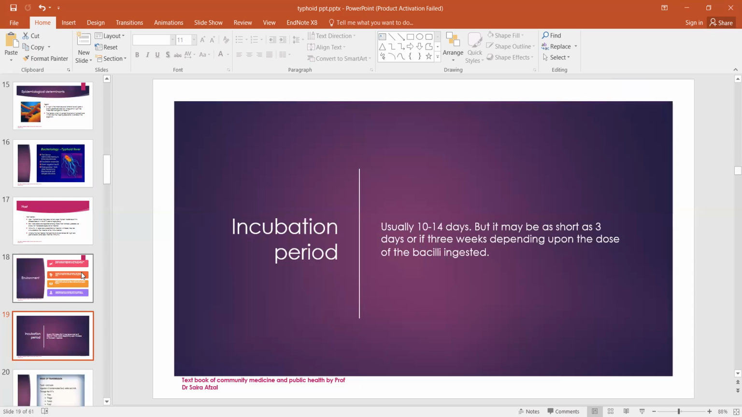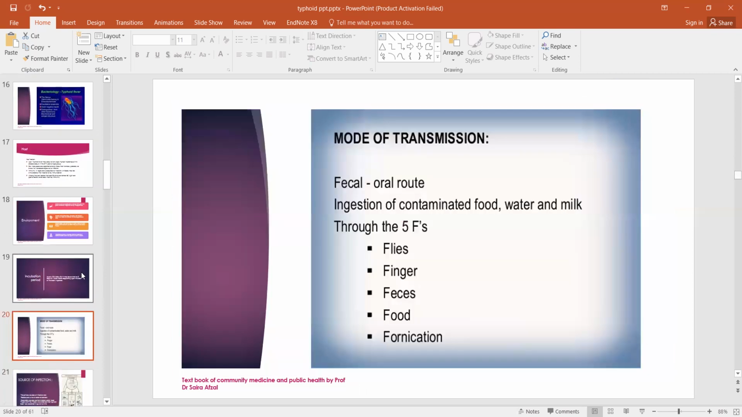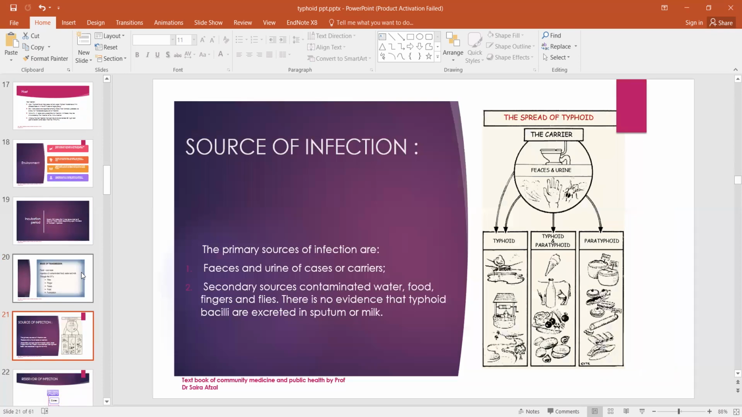Incubation period is usually 10 to 14 days, but it may be as short as 3 days or as long as 3 weeks, depending upon the dose of the bacilli ingested. Mode of transmission is the fecal-oral route, ingestion of contaminated food, water, and milk. There are 5 F's responsible for the mode of transmission: flies, fingers, feces, food, and fornication.